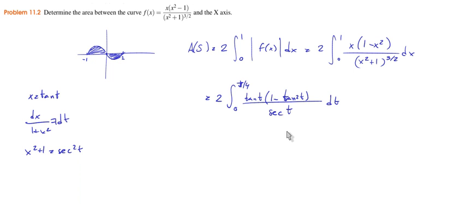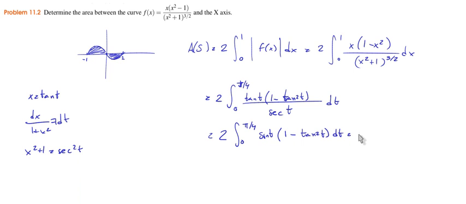Okay, now let's see, this is the same as multiplying by the cosine, so this is 2 times the integral from 0 to pi over 4, the sine divided by the cosine multiplied by the cosine, you have the sine of t, you have 1 minus the tangent squared of t.